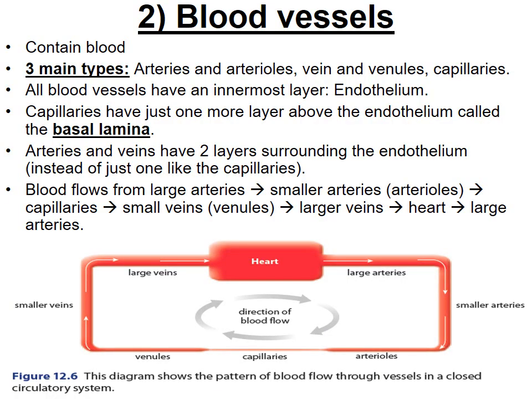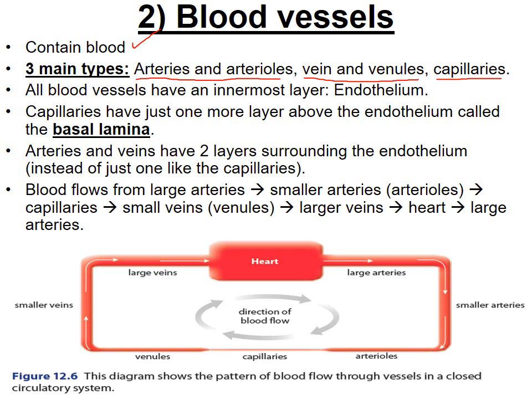So now we're going to focus on the blood vessels. So the blood vessels are the part that contain the blood. And so there's three main types of blood vessels. We have arteries and arterioles. We have veins and venules, and we have capillaries. And so we're going to see the structure of all of these.